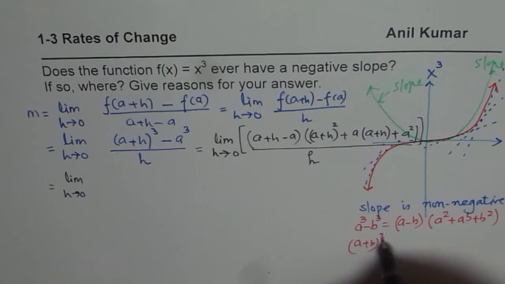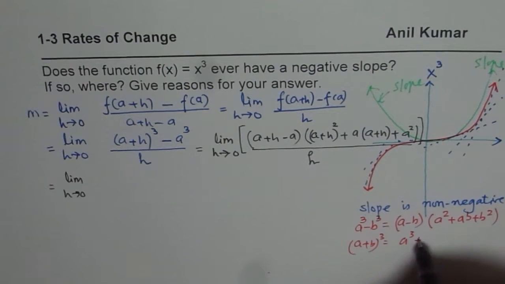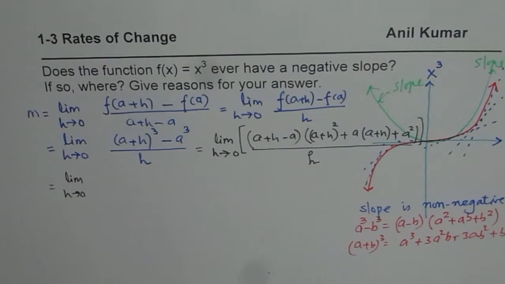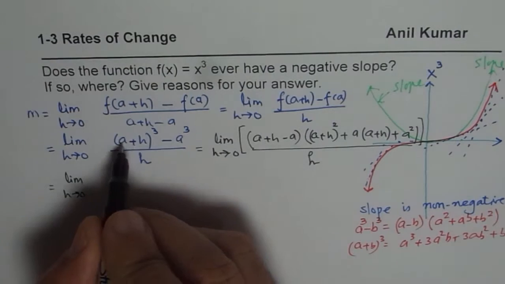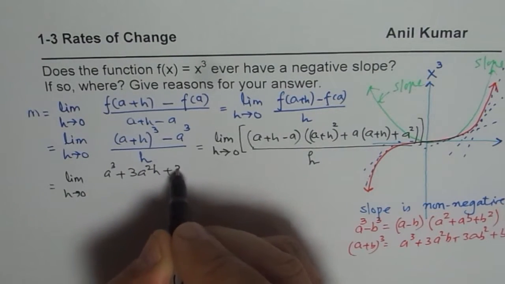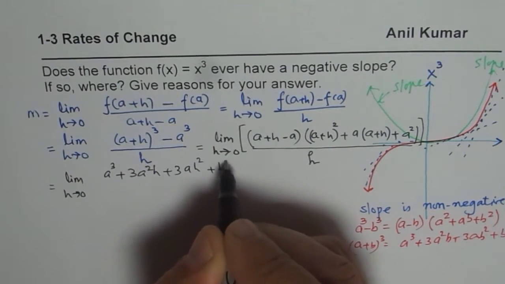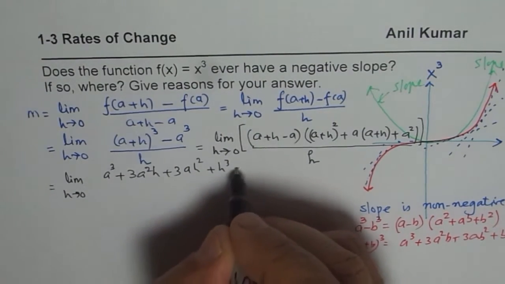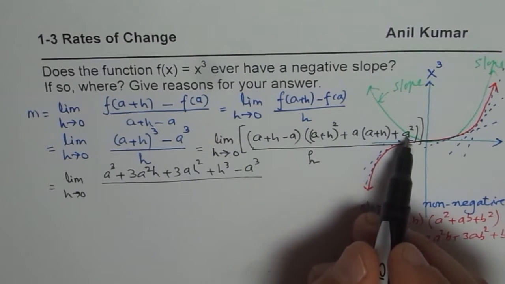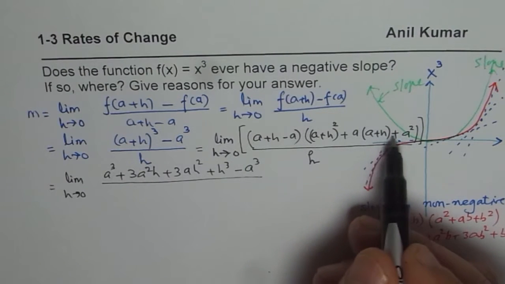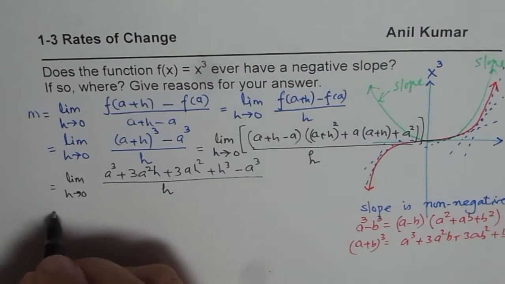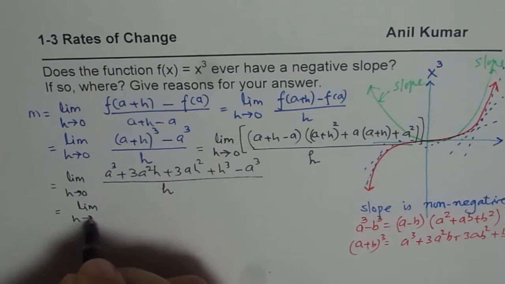a plus b whole cube is a cube plus 3a square b plus 3ab square plus b cube. So we'll use this formula, right? So forget about this. When we expand it, we get a cube plus 3a square h plus 3ah square plus h cube. So this is the expansion of a plus h whole cube minus a cube. This method is good, provided we know the value of a. It becomes simpler, but this time I know it is going to be lengthier, so I'm aborting that particular approach, right? It is a good decision to take. You should take such decisions in your test paper also.